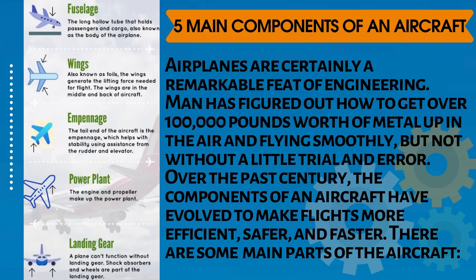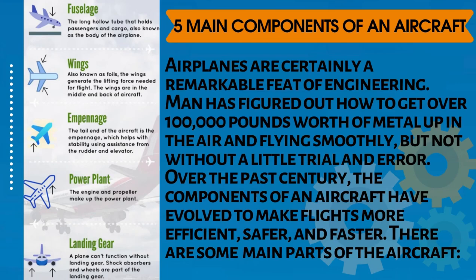Five main components of an aircraft. Fuselage: the long hollow tube that holds passengers and cargo, also known as the body of the airplane. Wings, also known as foils: the wings generate the lifting force needed for flight. The wings are in the middle and back of the aircraft.